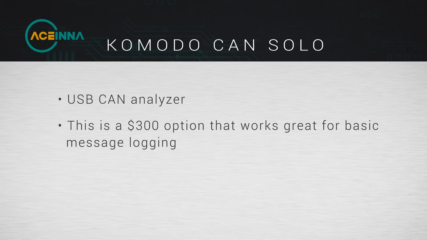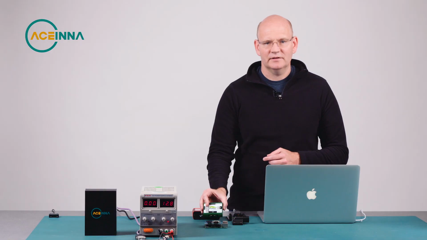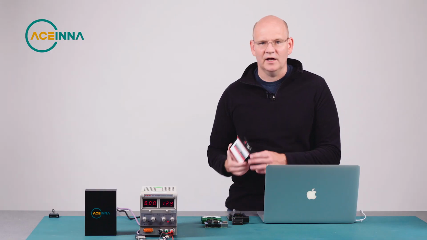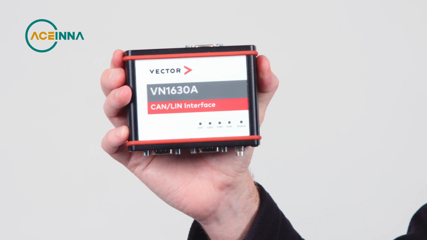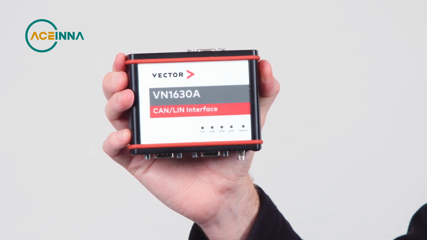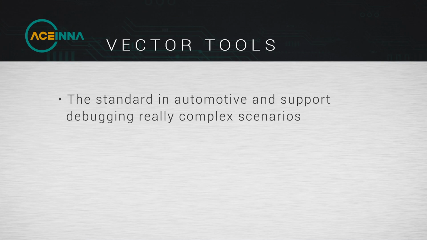Another option is to get an off-the-shelf USB CAN analyzer like the Komodo CAN Solo. This is a $300 option that works great for basic message logging. Finally, there is the gold standard of CAN analyzers, Vector. Vector tools are the standard in automotive and support debugging really complex scenarios, but the price tag is quite a bit higher to get into Vector tools.